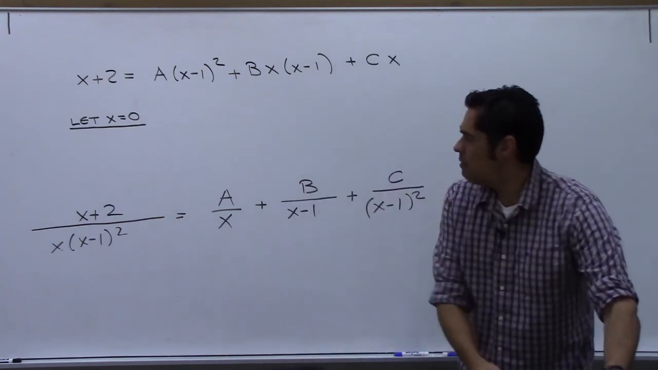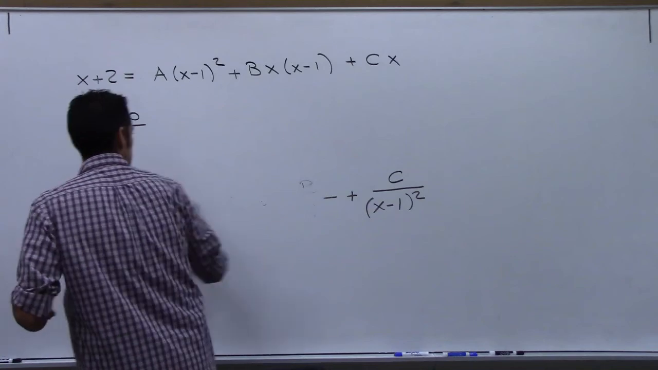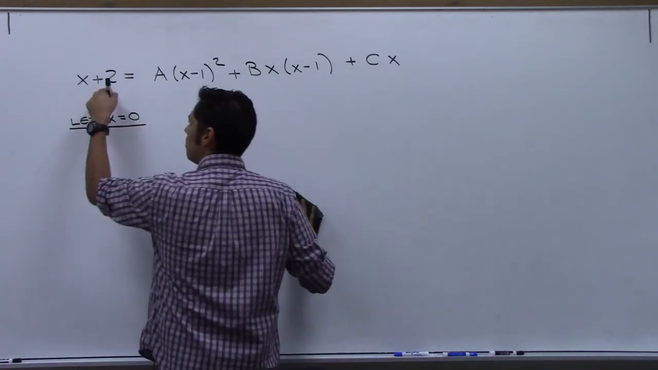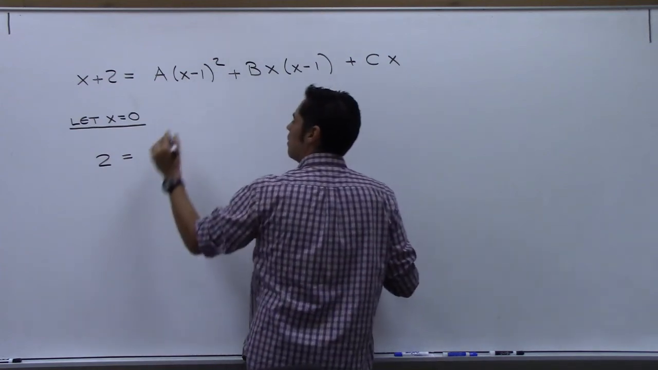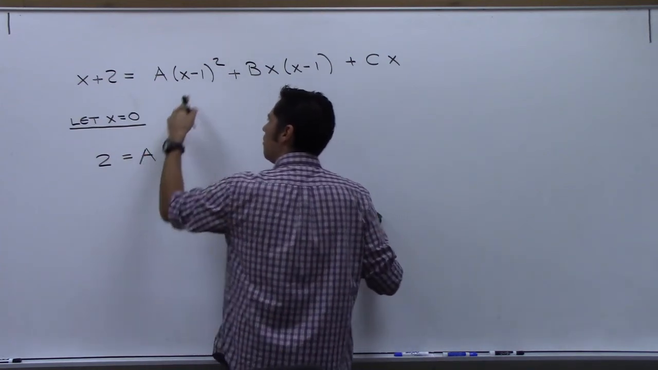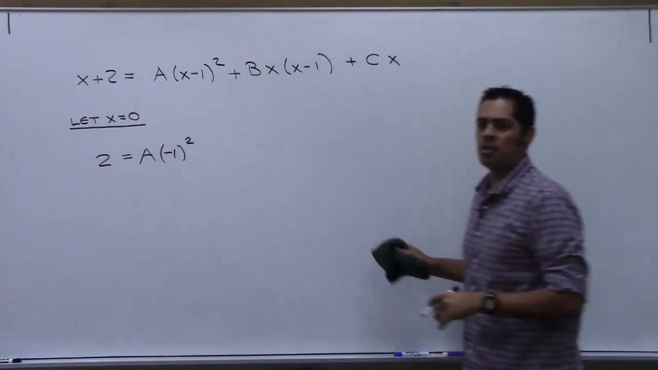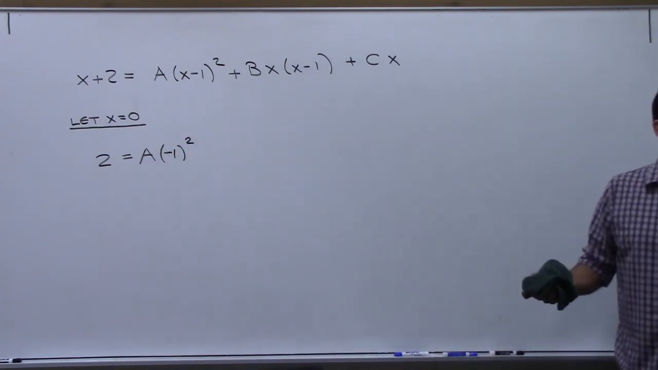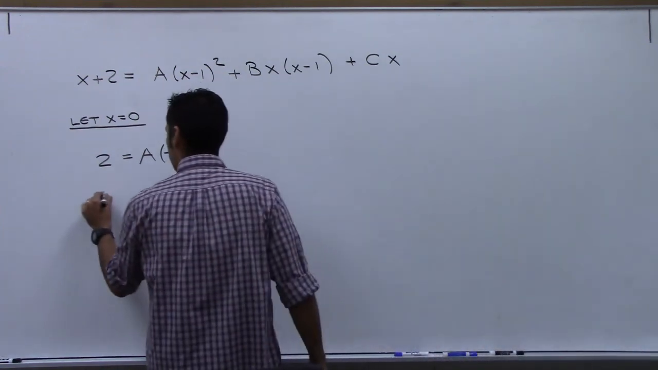Let x be 0, and you get 2 equals a times what? This is negative 1 squared, which is just going to be 1, right? Negative 1 squared is 1. So a is 2. So far, it's all good. I have no problems so far.